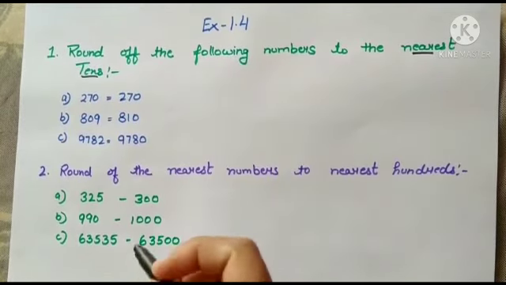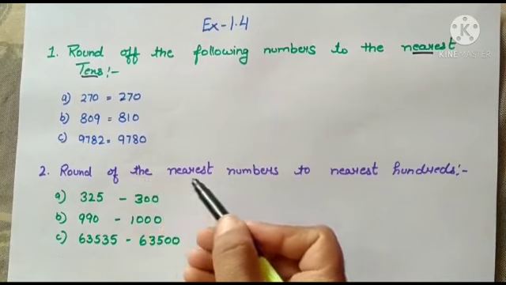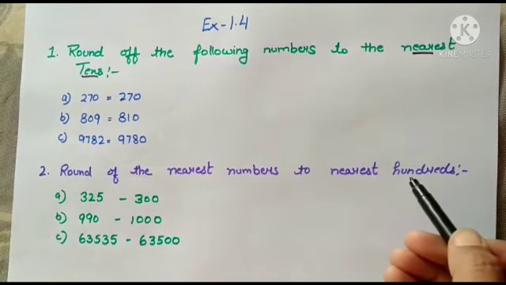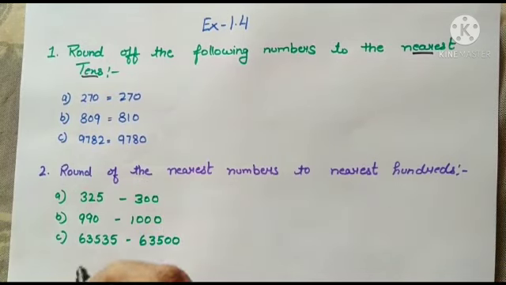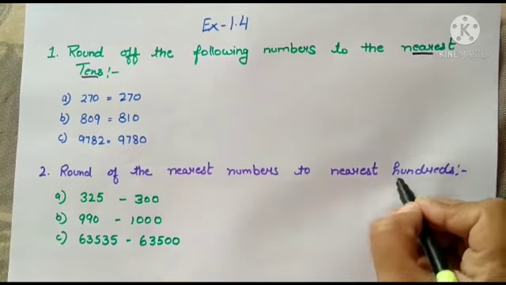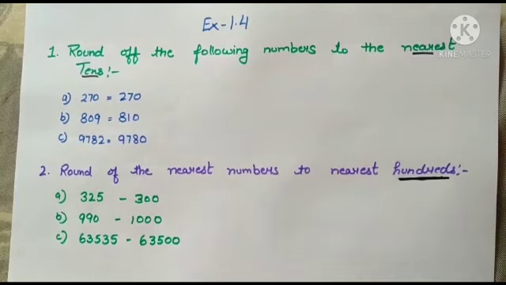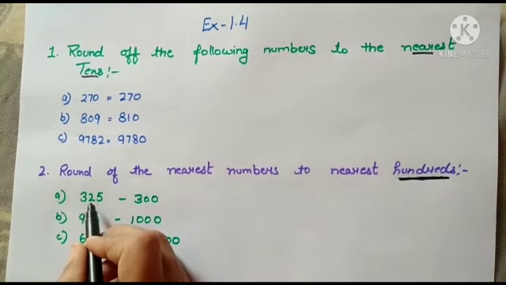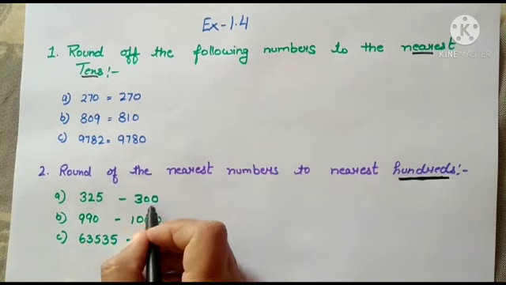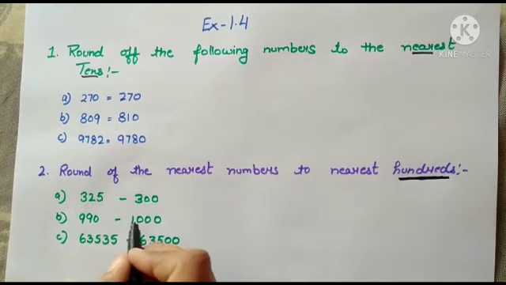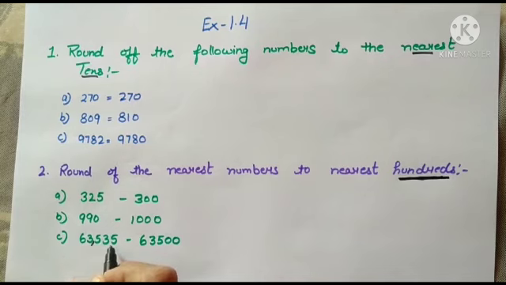Like that, the second question is: round off the numbers to the nearest 100. We have to see here the nearest 100. Like first one is 325, the answer is 300. 990, the answer is 1000. 63,535, the answer is 63,500. How does it come? Let me see.